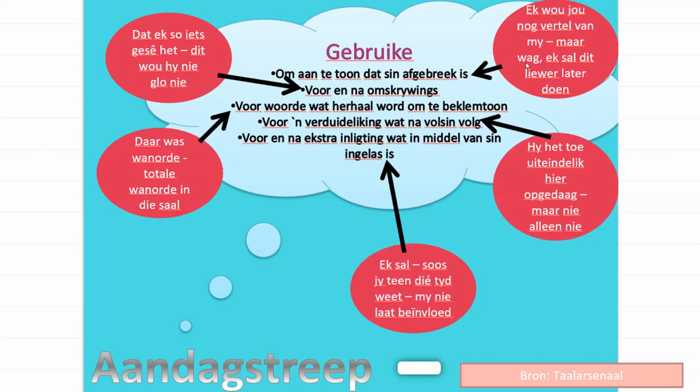So guys, please go and read through this. Make sure that you understand the differences between. Take a picture of this and see if you're on track. And then I got this from Taal Arsenal, amazing website, guys. If you ever need extra information or tests or something, go and have a look on that website. They've got lots of resources.